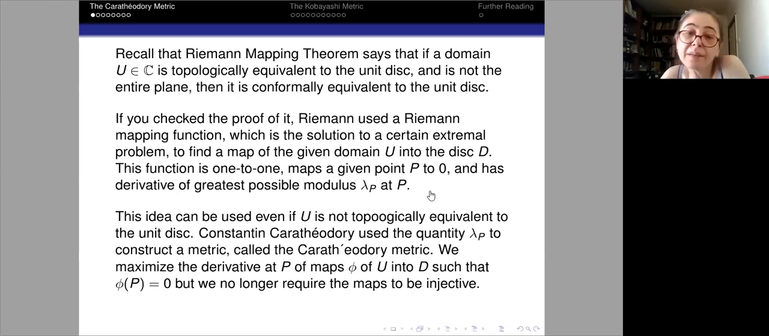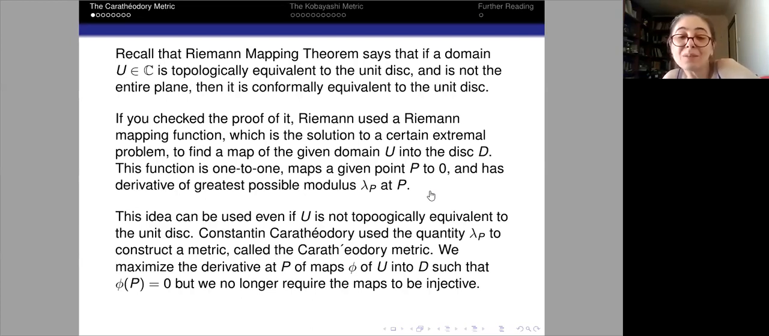Now, this idea can be used even if the domain you take is not topologically equivalent to the unit disk. Of course, some parts of the Riemann mapping theorem fall apart, but we can do a lot of things without those results also. So it was Constantin Carathéodory who came up with the idea the first time. He used the quantity lambda P to construct a metric, and it is later called the Carathéodory metric.